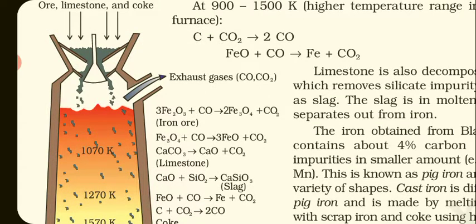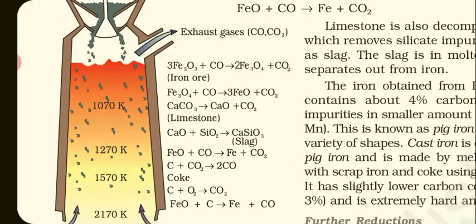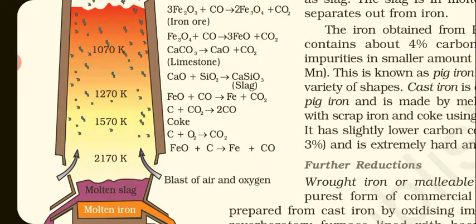Exhaust gases like carbon monoxide and CO2 escape out, and iron ore when it reacts with carbon monoxide forms Fe3O4. Then when Fe3O4 reacts with CO, it will form FeO, and CO2 escapes as a gas. We are using limestone, calcium carbonate. When it is heated, it is converted into calcium oxide, and calcium oxide when it reacts with SiO2, silica, will form calcium silicate, which acts as a slag, and when it becomes molten it is easily removed, skimmed off.